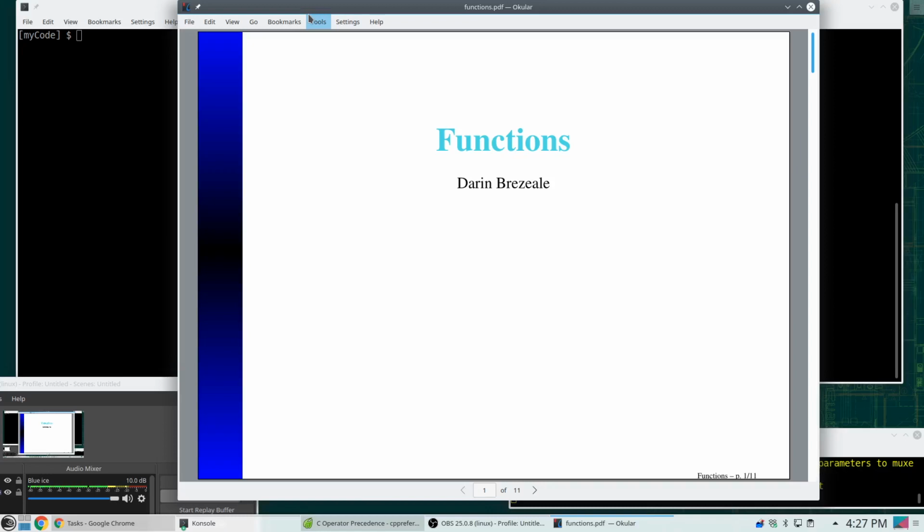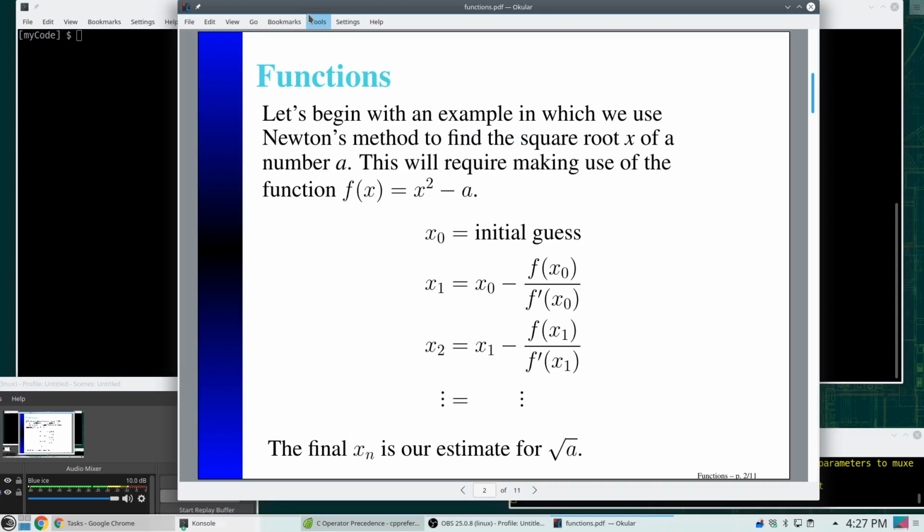Now we're going to discuss functions. To help us better understand the importance of functions and also how to write our own functions, let's work through an example in which we want to find the square root of a number a, and that square root will be x. So there's different approaches for doing this, but we're going to use what's called Newton's method.